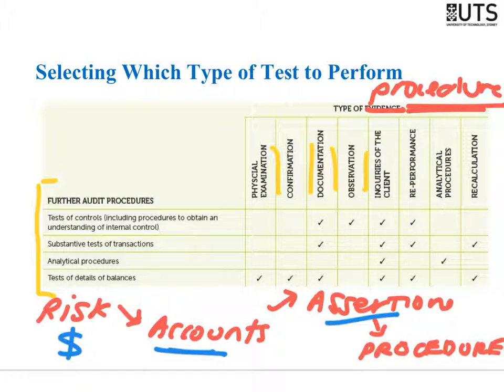Once you go through this process, and the more you do this, the better you'll get, I promise. What's the risk? Then what are the accounts affected? What are the assertions? And then for this assertion, what are the procedures I can use? So feel free to either use that table or use this methodology. Either way, you will get to a correct answer, but it's giving you a way to see what correlates better with your thinking.